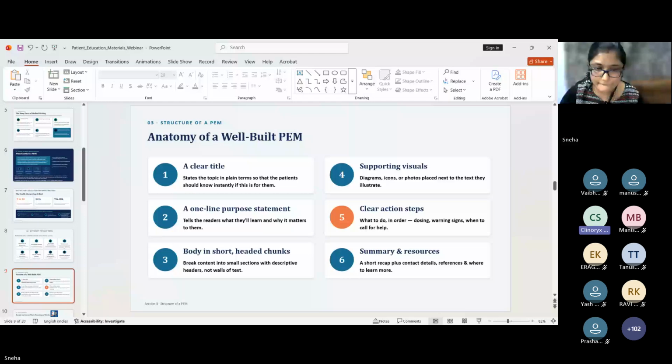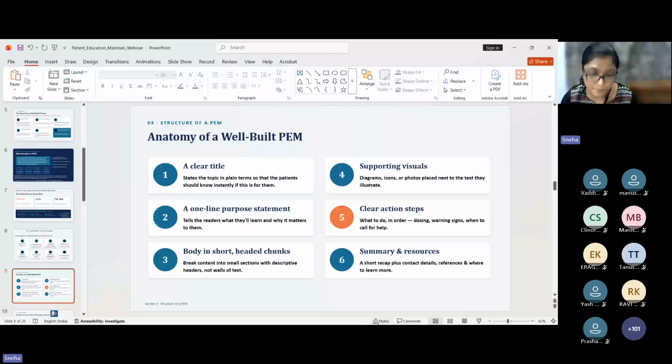Yes, ma'am. Okay. So, this structure of a patient education material. A clear title is very important. The title has to be catchy. It states the topic in plain terms so that the patients should know instantly if this is for them. A patient, when looking into a patient education material, reads the title first. So, from the title, the patient must understand that yes, this article is for me.